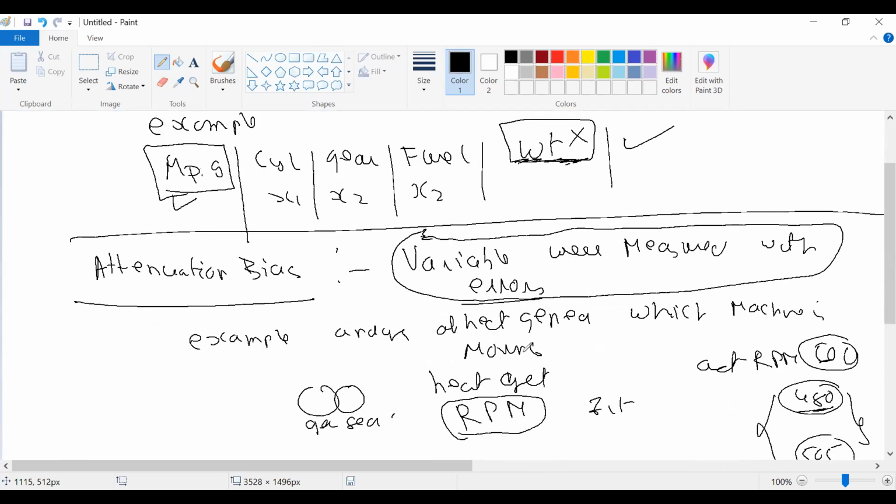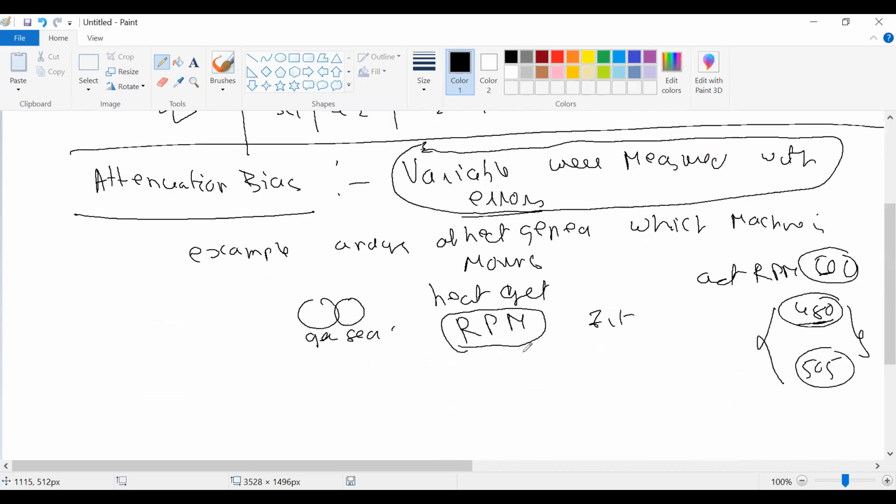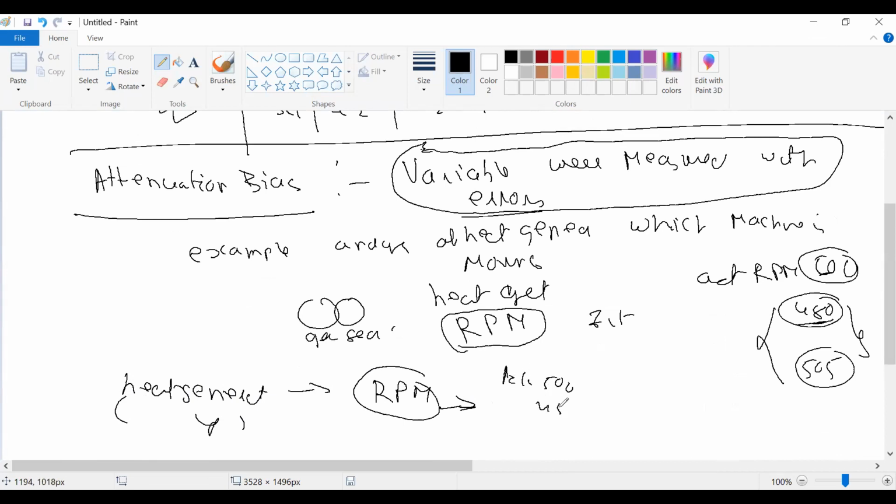Attenuation bias means when variables are measured with an error. For example, let me say heat generated was your target variable. So heat generated would be a function of your RPM, rounds per minute. You would be measuring your RPM using some instrument. Let's say that instrument was not 100% correct. So when the actual RPM was 500, your instrument is saying 400. So what is happening? You are gathering data which itself has error. So that is known as attenuation bias. Variables were measured with errors.